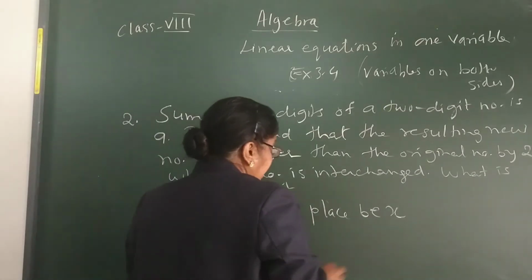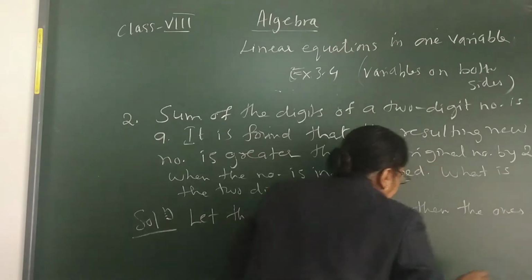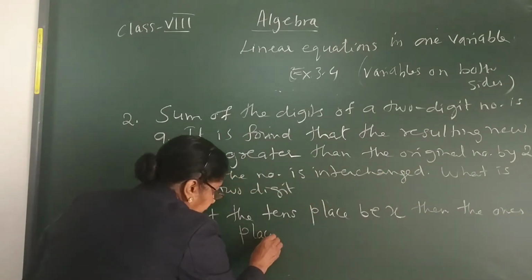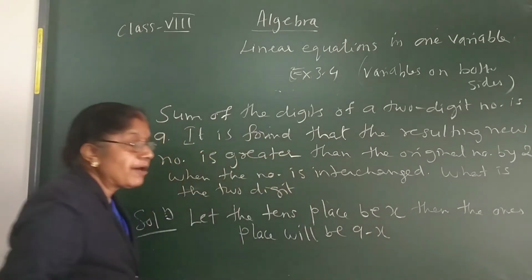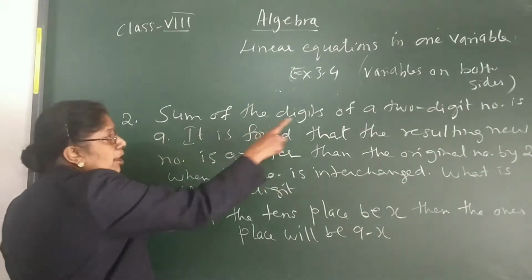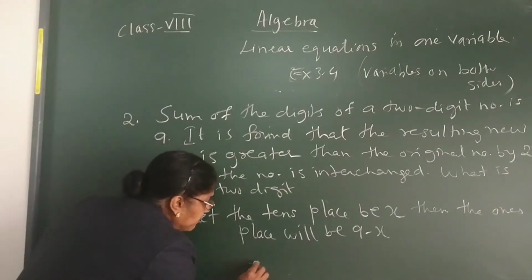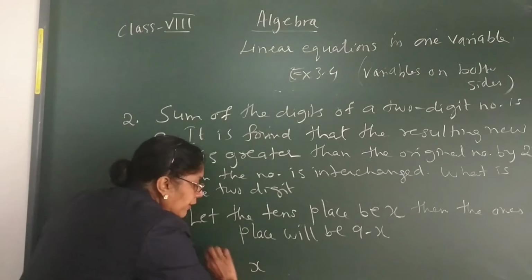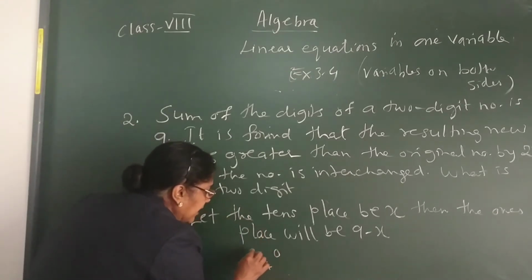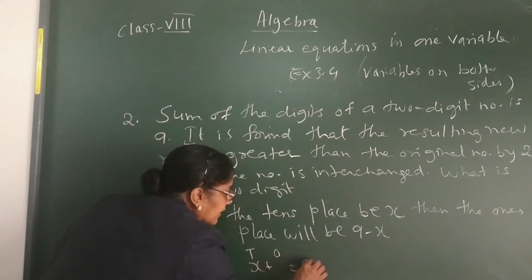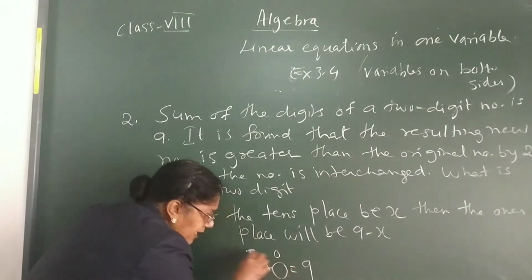Then the ones place will be 9 minus x. Ma'am, how did you get this? Now look here. The sum of the 2 digits of a 2-digit number is 9. If the tens place is x, we don't know what is there in the ones place. This is ones place, this is tens place, and the sum is 9. So we have to find out the ones place digit.